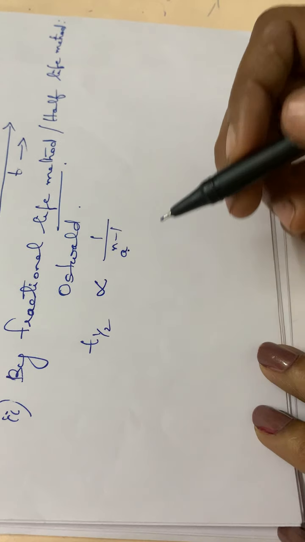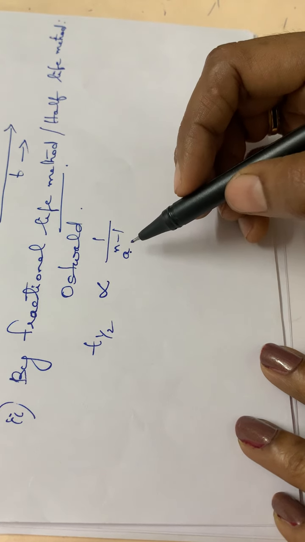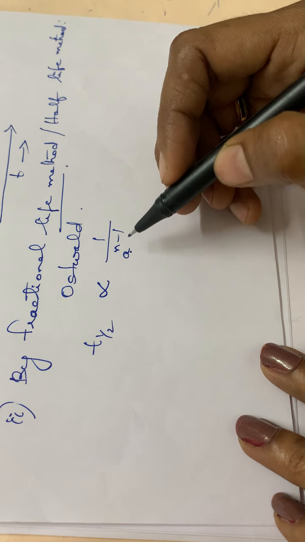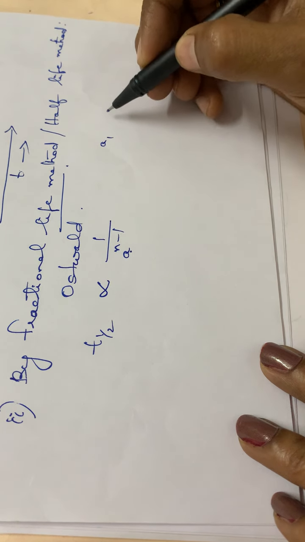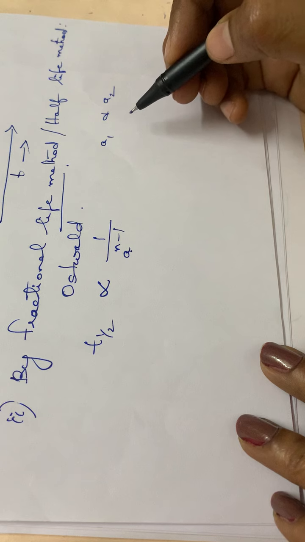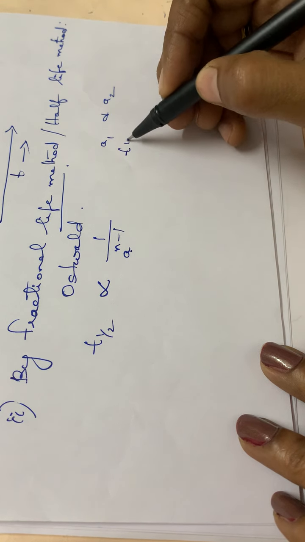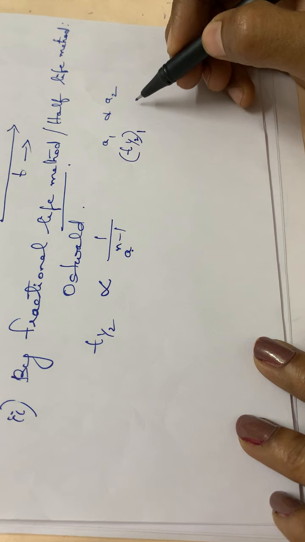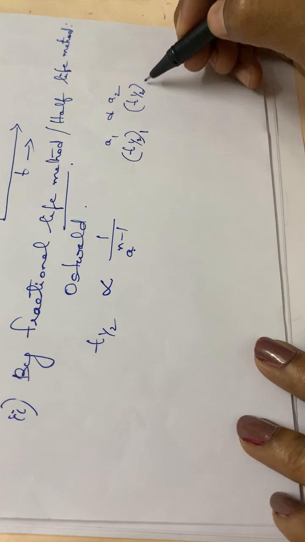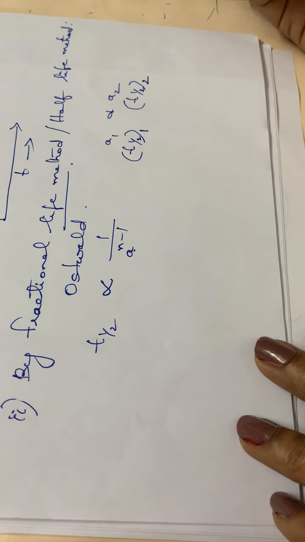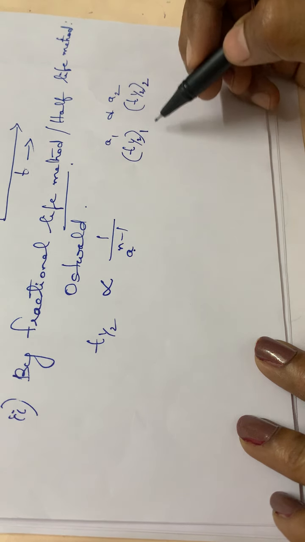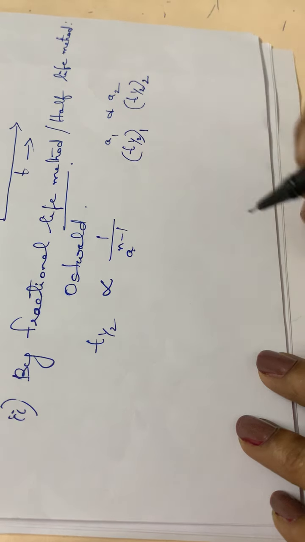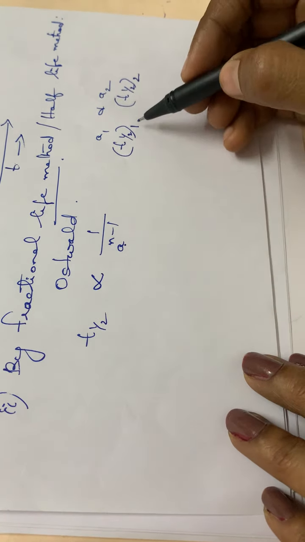So again, suppose two experiments are conducted at different concentrations. Let the different concentrations be A1 and A2. We are conducting two experiments and we will have two different half-lives, isn't it? So corresponding to A1, the half-life will be T half 1, and corresponding to A2, it will be T half 2. So we are conducting two different experiments with two different concentrations. So you have to substitute these values.